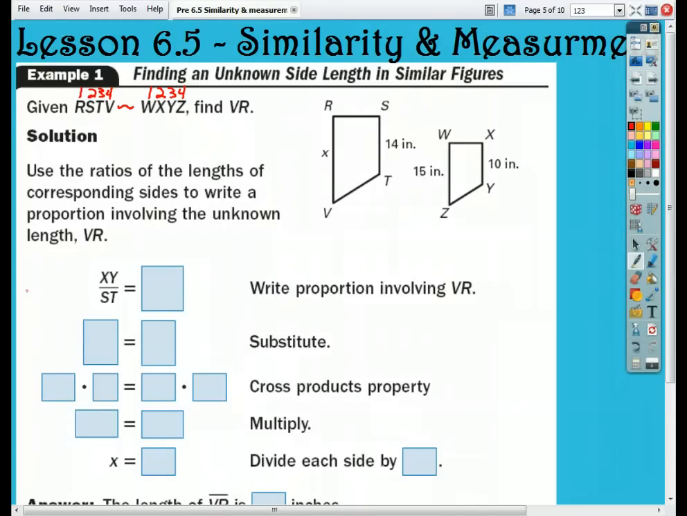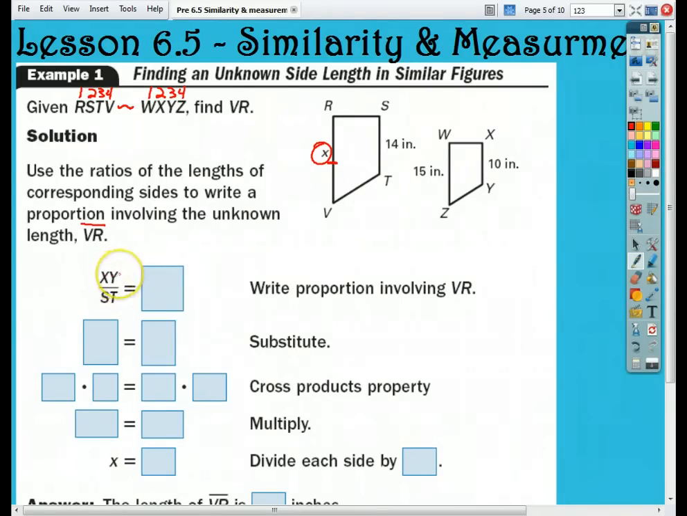Now, I'm going to show you two ways today to find the unknown sides and lengths using proportions, all right? Now, the first one is the one here in our notes. Let's fill in the boxes and go by what they have here. They say use the ratios of the lengths of the corresponding sides to write a proportion involving the unknown length for line VR. So right here, line VR, X, that's the one we want to find what's missing. So we're going to set up a proportion.